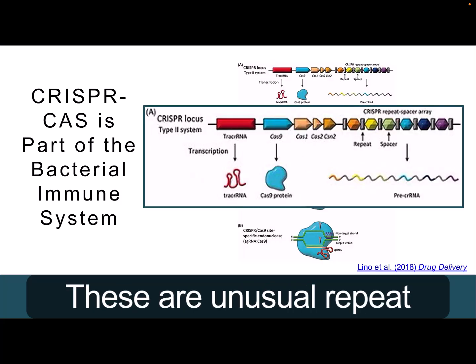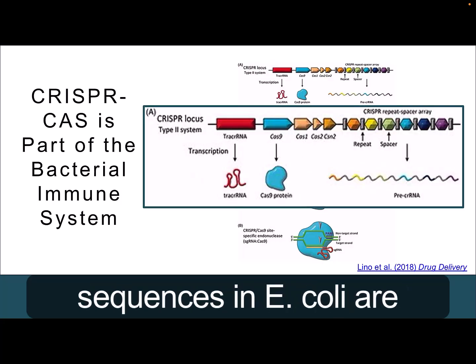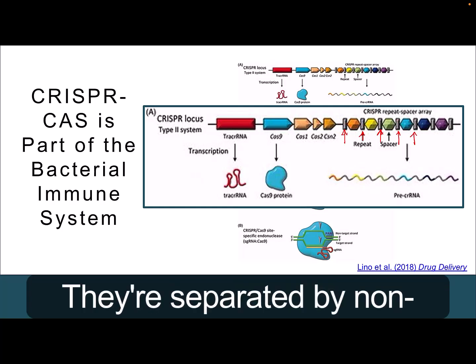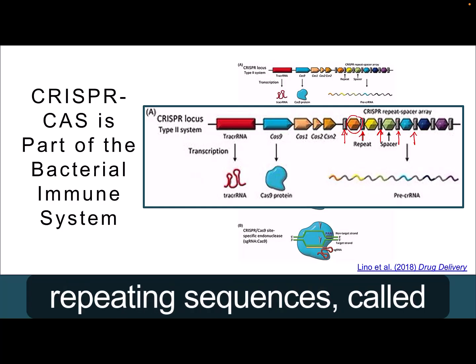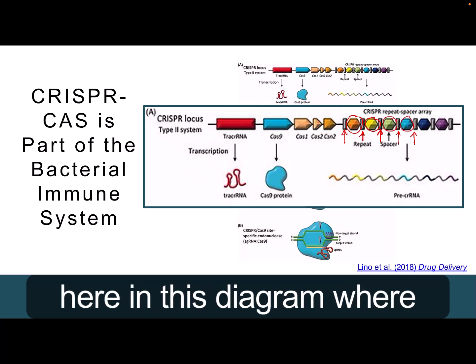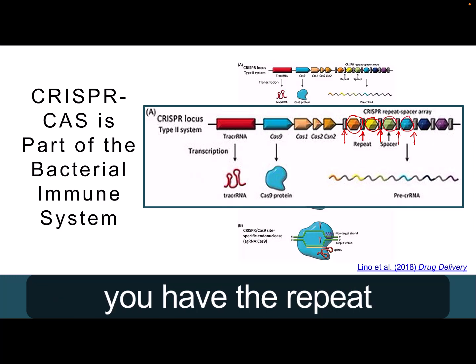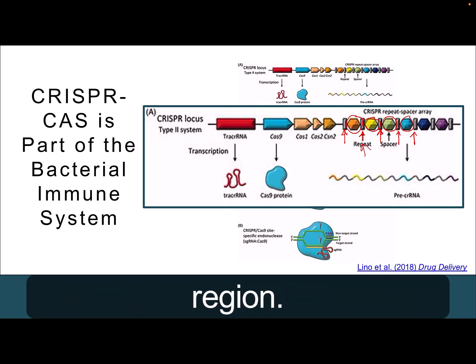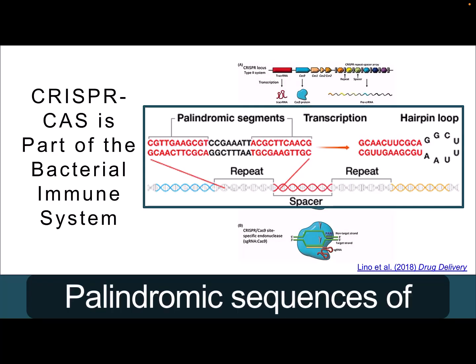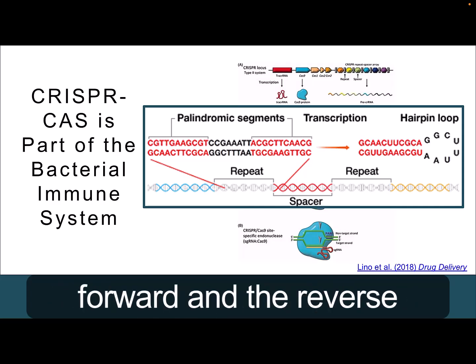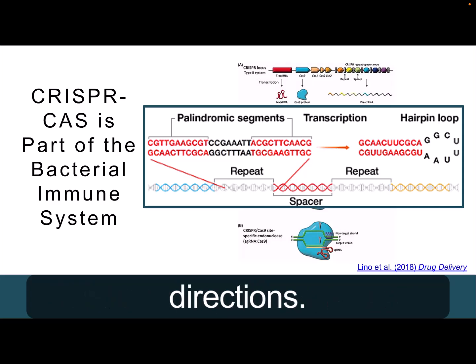These are unusual repeat sequences in E. coli, shown here. They're separated by non-repeating sequences called spacers. These are shown here in this diagram where you have the repeat palindromic sequences interspersed by the spacer regions. Palindromic sequences of DNA are sequences that are the same going in the forward and the reverse directions.